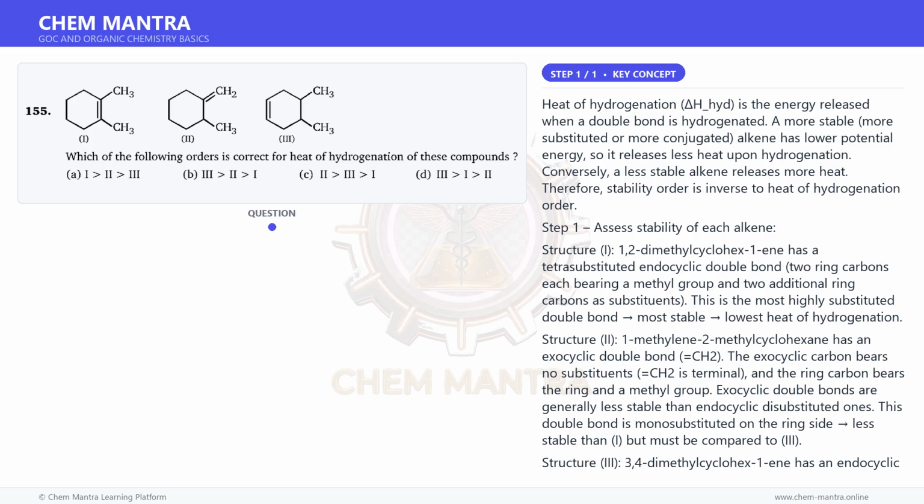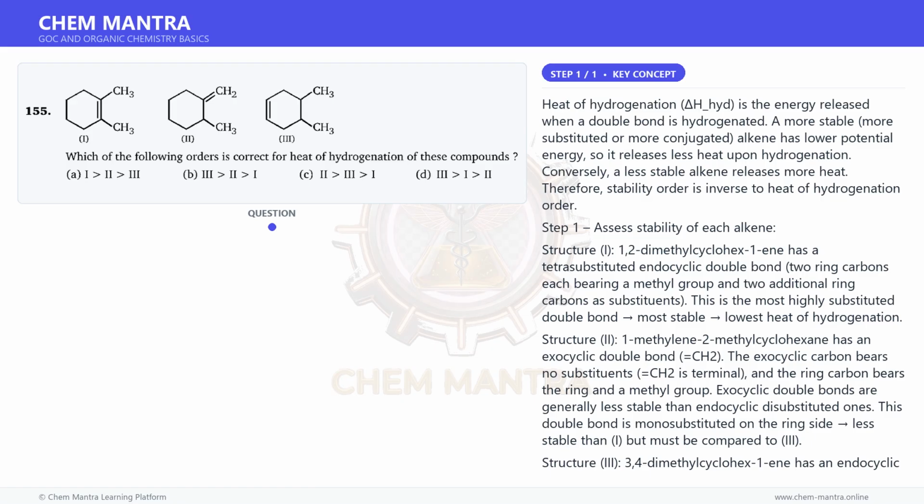Heat of hydrogenation, delta-H_HYD, is the energy released when a double bond is hydrogenated. A more stable, more substituted or more conjugated alkene has lower potential energy, so it releases less heat upon hydrogenation. Conversely, a less stable alkene releases more heat.